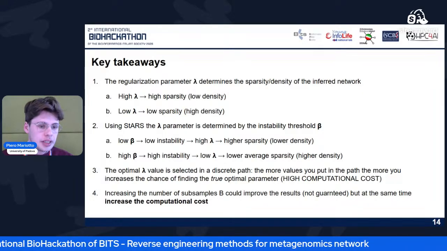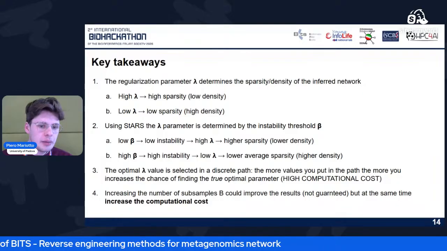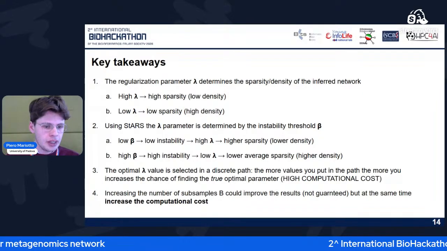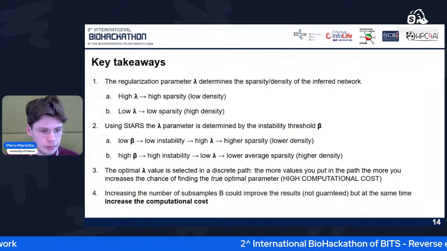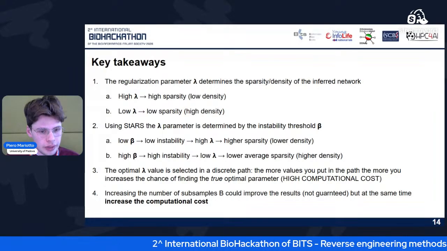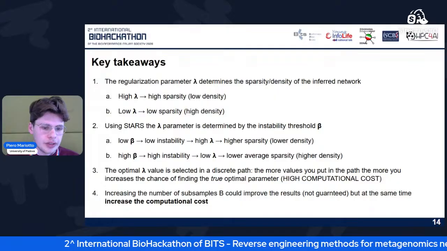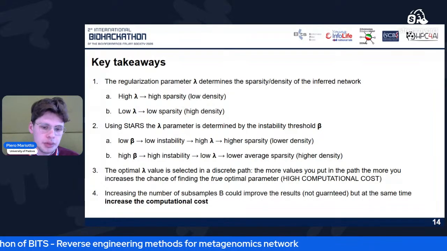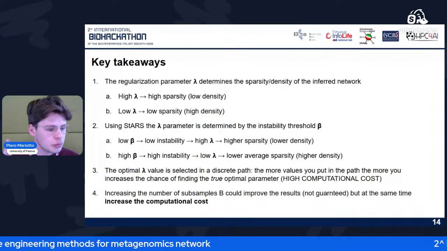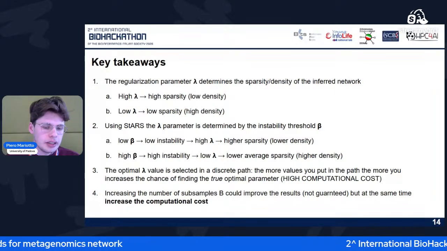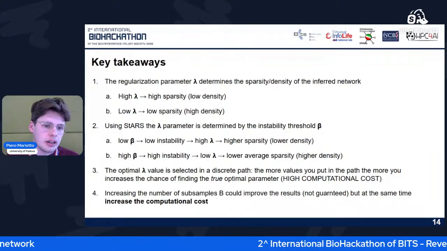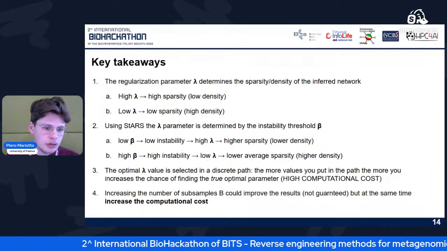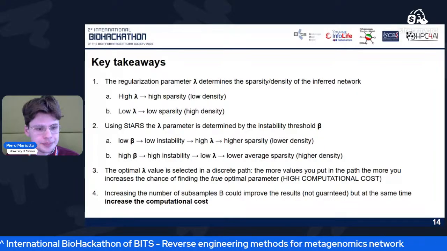The other key point is that using StARS, the lambda parameter value is determined by the instability threshold beta. So if you set a lower value of beta, you allow for lower instability. To guarantee this lower instability, the estimation algorithm will prefer a higher lambda, so it will prefer to put a 0 in the precision matrix instead of, let's say, incurring the risk of making some mistakes, and this will lead to a higher sparsity. So lower beta, higher sparsity.